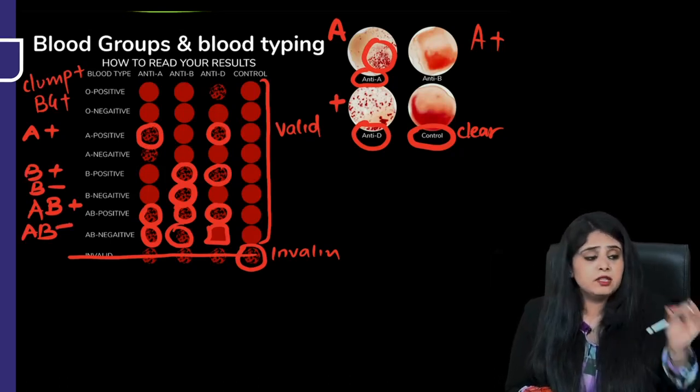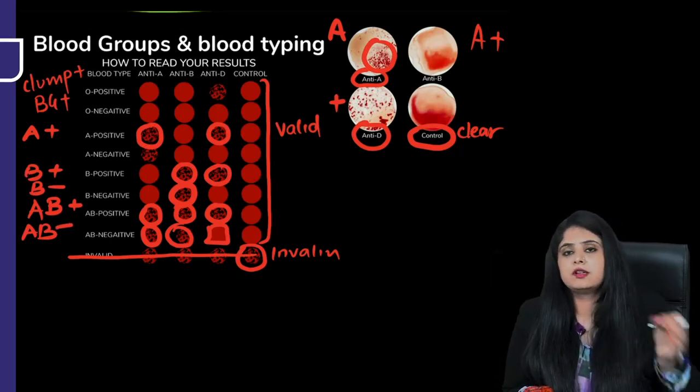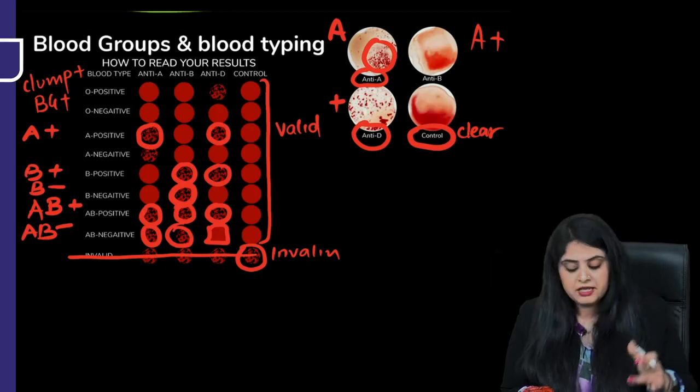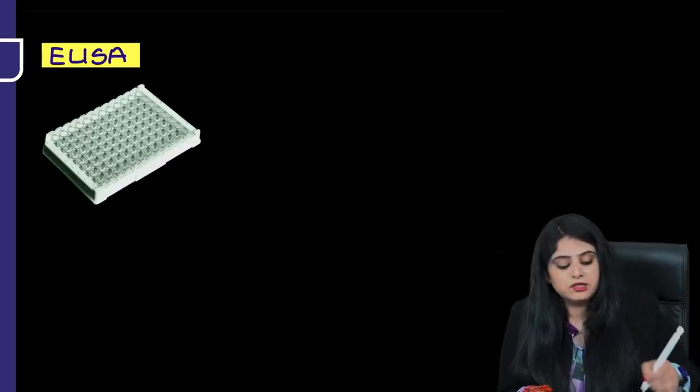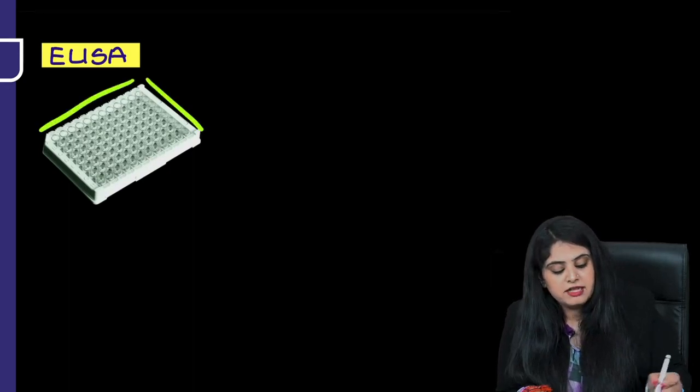So simple. Where you see a clump, that is the blood group. Where you don't see a clump, that is not the blood group. Easy. Moving on to the next. What are the other methods? Guys, what is this that you use in a blood bank? This is the very famous ELISA plate.